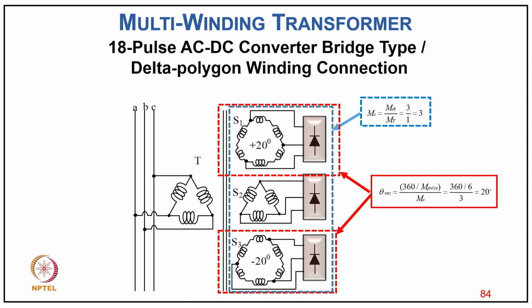So here for 18-pulse, we have a primary delta connected, and on the secondary one winding is delta connected with 0 phase shift, and the other two windings are with plus 20 degree and minus 20 degree phase shift with polygon connections, as you can see here, taking a segment of the winding for all 3 phases in the secondary. You can of course develop it as one unit of 3-phase transformer, or you can have 3 single-phase transformers and connect them in this manner to have an 18-pulse output from this rectifier. Of course, you can add the voltages or connect them in parallel. It depends on the voltage and current rating on the DC side of this rectifier arrangement.